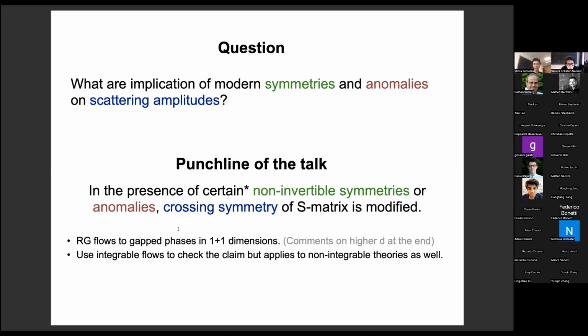In this talk, I'm going to focus on RG flows to gapped phases in 1+1 dimensions. I will make some comments about higher dimensions at the end, but not very concrete. For the discussion, I'm going to focus on integrable flows, because in those flows you can know what the exact S matrix is at the non-perturbative level. That was important for us to check the claim. But as you will see later, the argument actually applies to non-integrable theories as well.